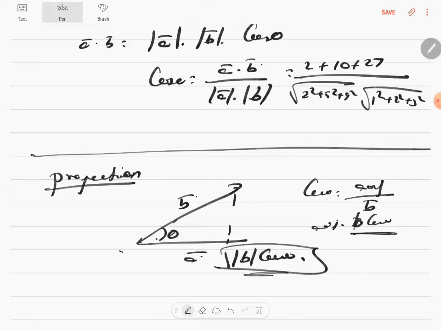In a vector, if you have a cos theta, then it becomes a scalar. The angle has been taken into account, so obviously it becomes a scalar. So that's B cos theta. The projection of B vector on A vector is B cos theta.